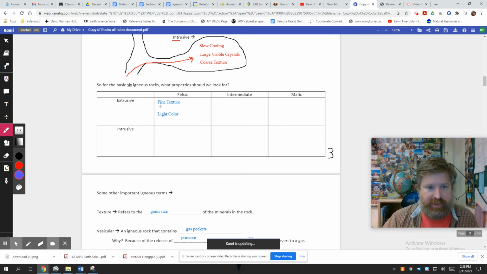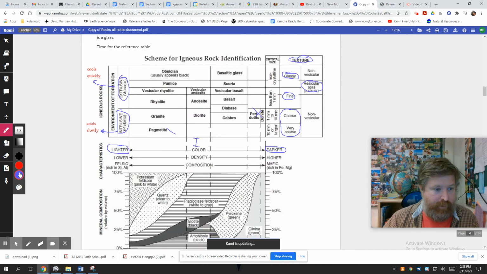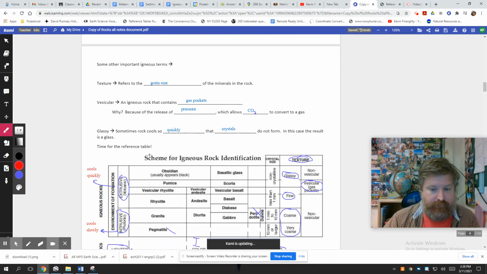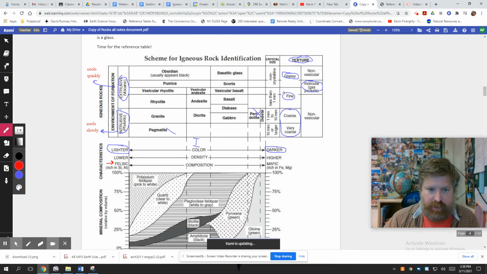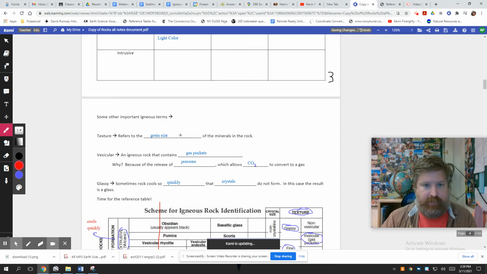So how about we were to take this? If it's extrusive and felsic, it has a fine texture and a light color, where am I at? Felsic, right there. Fine texture, right there. So I'd be basically on the felsic end of the spectrum and in the fine end of the spectrum. So I would say that rock right there, which you will see in the lab, is rhyolite.